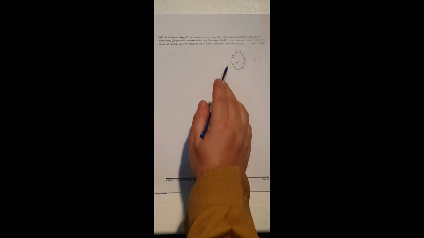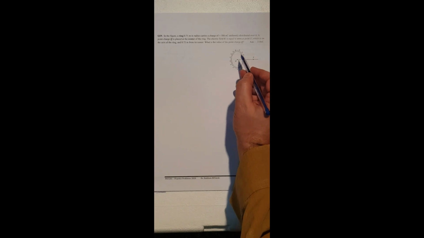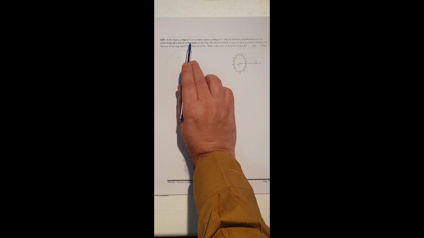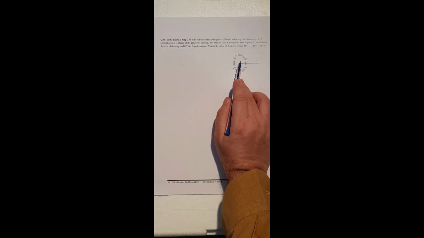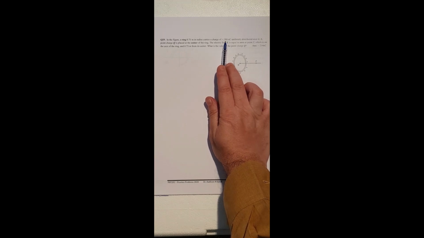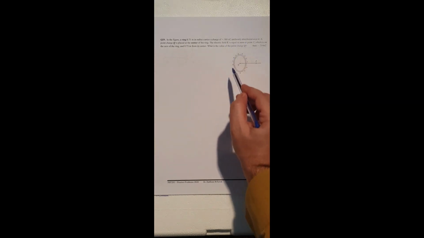Now let's look at question 29 from the practice sheet of electric field, chapter 21. Question 29 says, in the figure, here, we have a ring. And the ring has a radius of 0.71 meter. So the radius of the ring is known. And this ring carries a positive charge, and the total charge of the ring is 580 nanocoulomb.